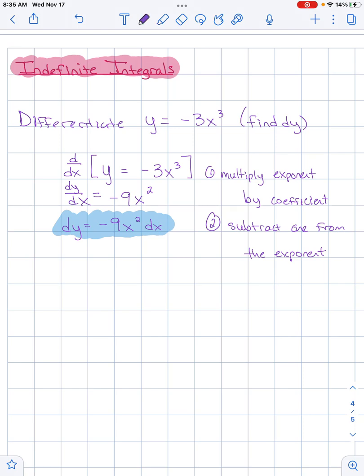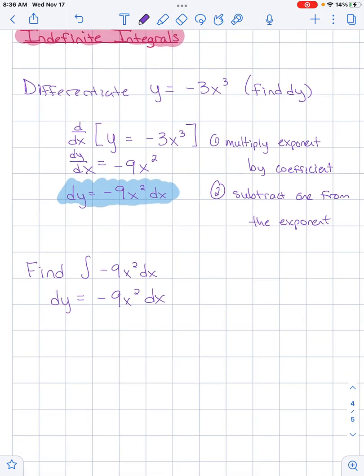Okay, the reason I wanted to walk through that is because now what we're going to do is find the indefinite integral. Another way we say it is find the antiderivative. So it would look like this. What it would say is find the antiderivative of negative 9x squared dx. What this means is that we know that dy is negative 9x squared dx. What we're trying to find is what was the y, what was the original equation that gave us this as a derivative. So this is what's called the antiderivative. Work backwards from the derivative and find the original function.